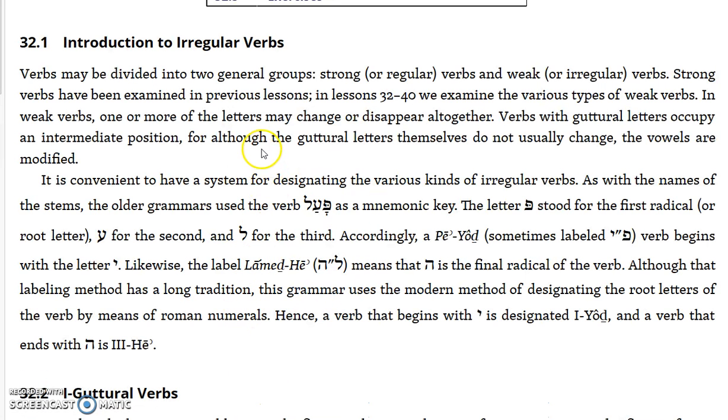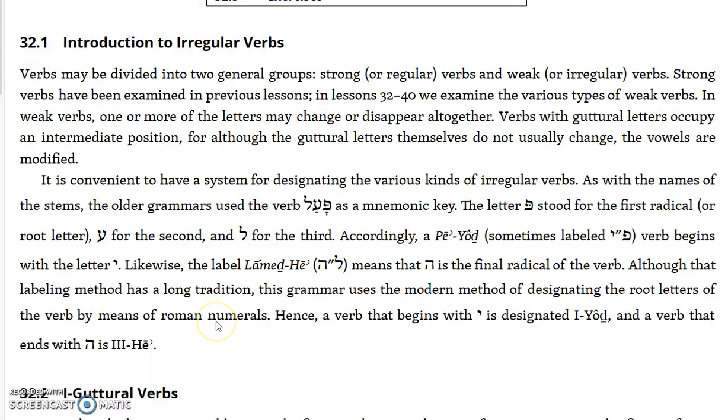Verbs in Hebrew are divided up into two groups: the strong verb, which we might call the regular, and weak verbs, which might be called irregular, although they are quite regular in their patterns, as we'll see. Strong verbs have been examined in the previous lessons, but in lessons 32 through 40, we're going to look at the various types of weak verbs.